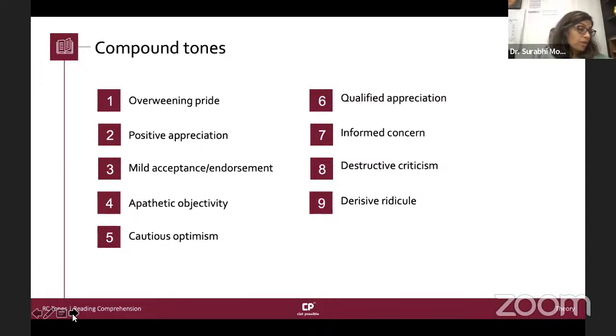Avichal, thank you. And finally, we come to compound tones. Sometimes tones can be given as double words rather than one word. I feel that's an even better method of giving the options for tones, because it gives you a better understanding of what is happening in the passage. Most of the times, the other word is unnecessary, like positive appreciation, informed concern. However, sometimes the other word actually describes it better, like cautious optimism in number 5.